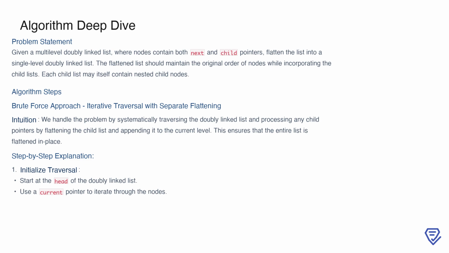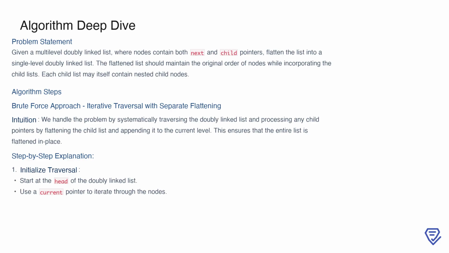of nodes. One straightforward approach to solving this problem is through iterative traversal combined with separate processing of the child lists. The idea is to traverse the list node by node, and whenever a child pointer is encountered, we handle it by flattening the child list and appending it to the main list. This ensures that the entire structure is processed in a systematic and in-place manner.